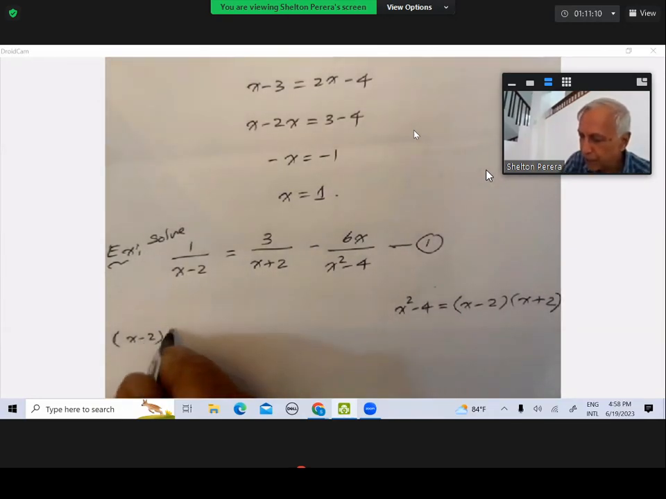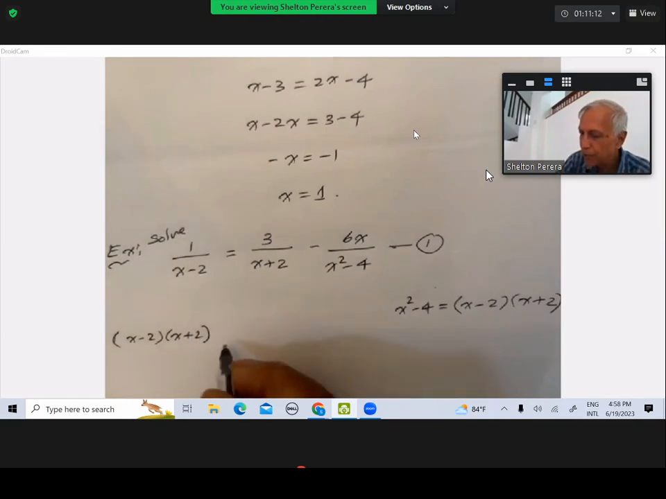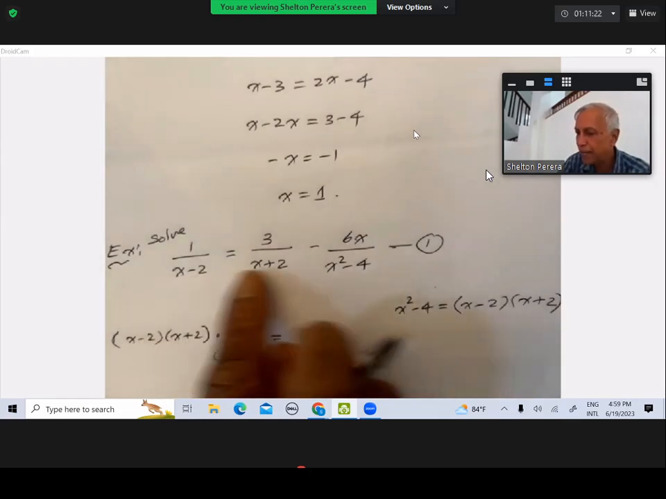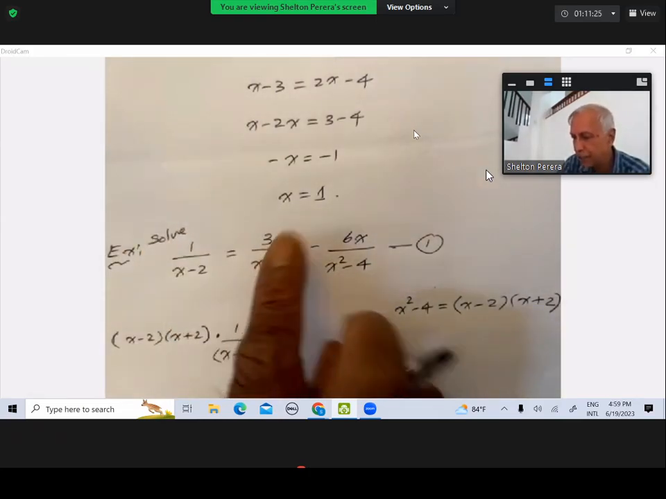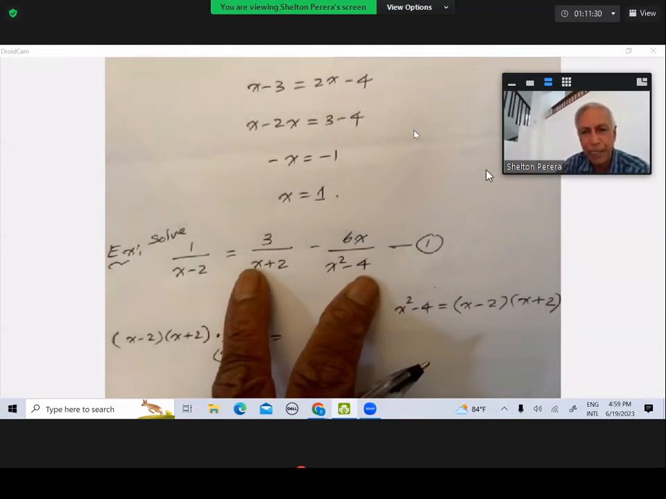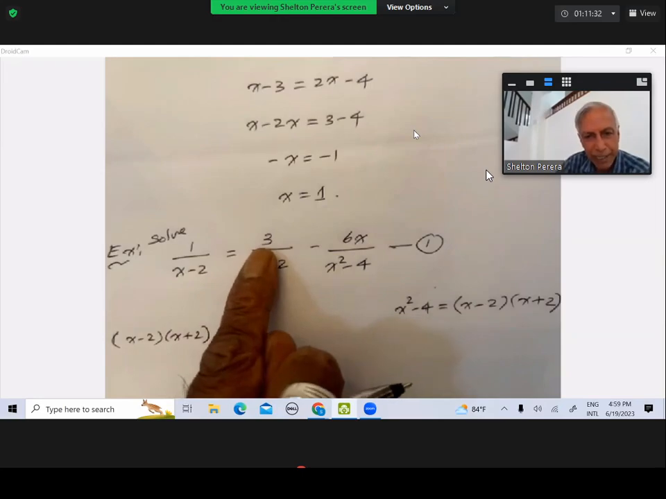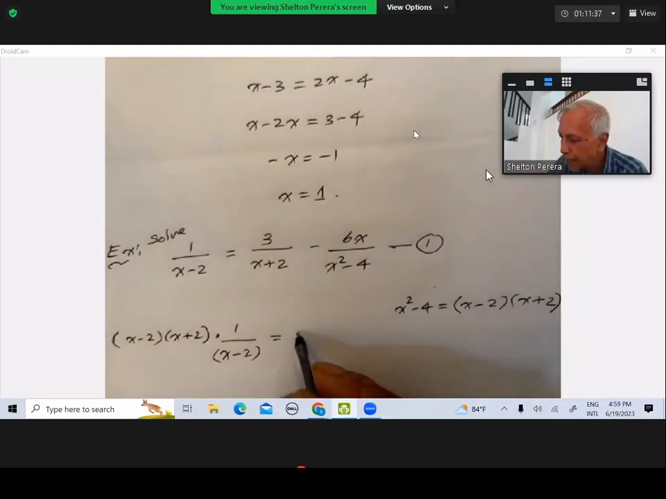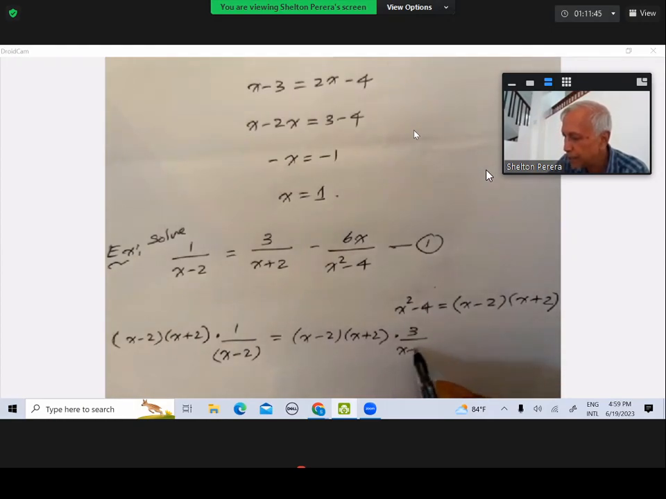x minus 2, x plus 2 times 1 over x minus 2. I said we can put the bracket anytime we want. Equals, if you're multiplying an equation like this, you have to multiply each term. Left hand side multiply. Now right hand side you have to multiply, meaning multiply by this term and by that term. Both. So x minus 2, x plus 2 times 3 over x plus 2.